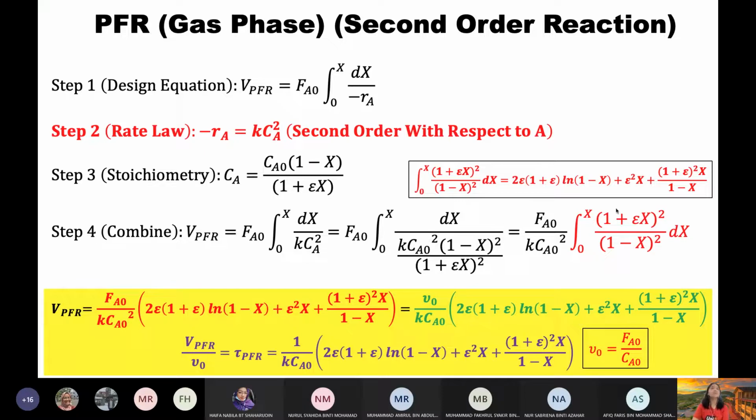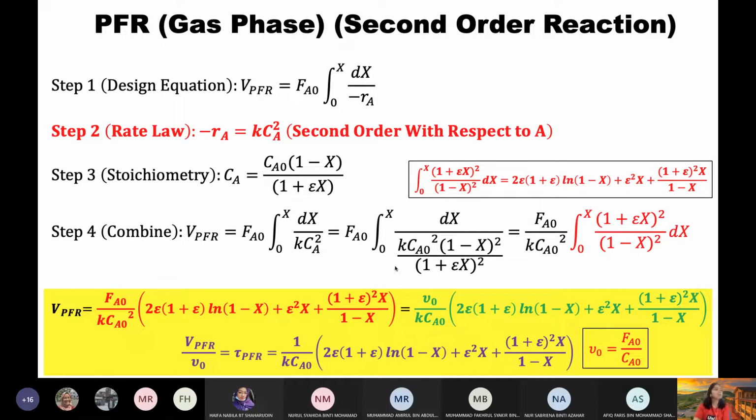Same concept. This integral, luckily we already know the solution, or the solution is given, but look at how long the solution is: 2 epsilon in bracket 1 plus epsilon ln 1 minus X bracket, plus epsilon squared X, plus 1 plus epsilon power of 2 multiplied by X divided by 1 minus X. This is the longest, and it is really difficult to solve because it has multiplication, division, addition, and subtraction. For this part you really have to know which one to solve first. This is your mathematical knowledge: bracket, sub-bracket, addition, multiplication, subtraction, division. Which one comes first when you solve? Okay, so same.